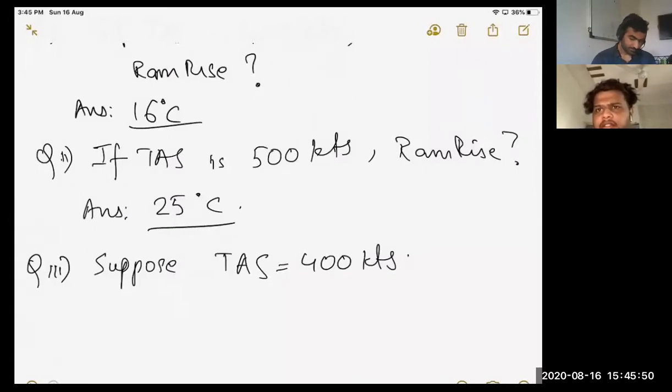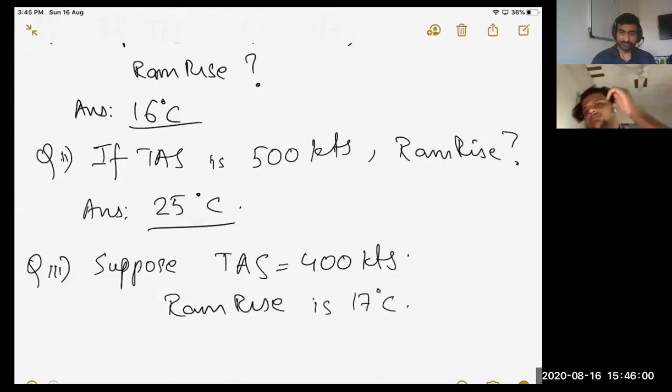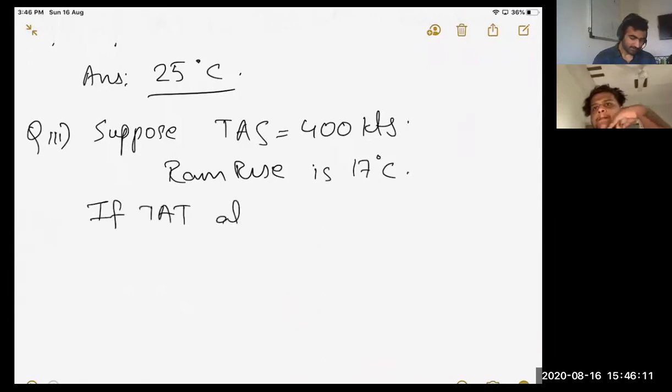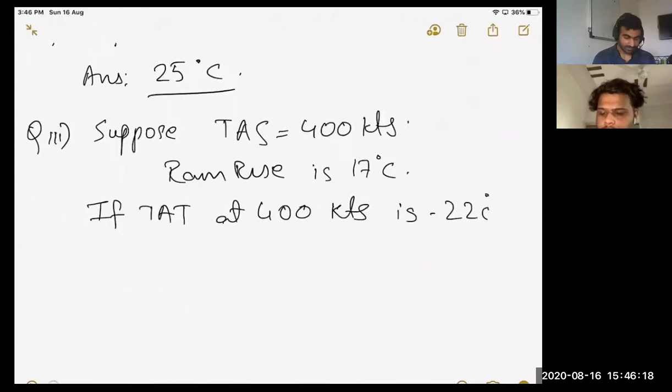Suppose TAS is 400 knots, and the RAM rise is 17 degrees Celsius. If TAT at 400 knots is minus 22 degrees Celsius, remember TAT, what is the value of SAT?